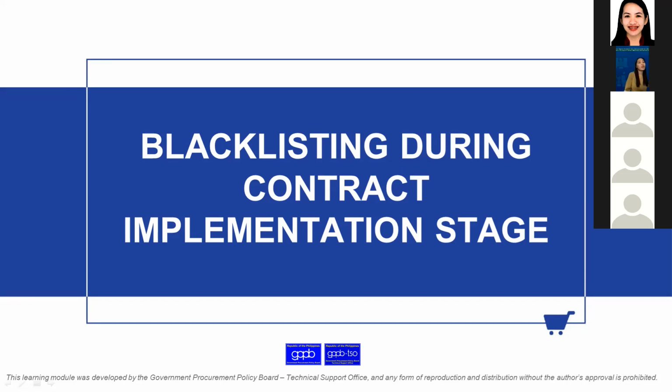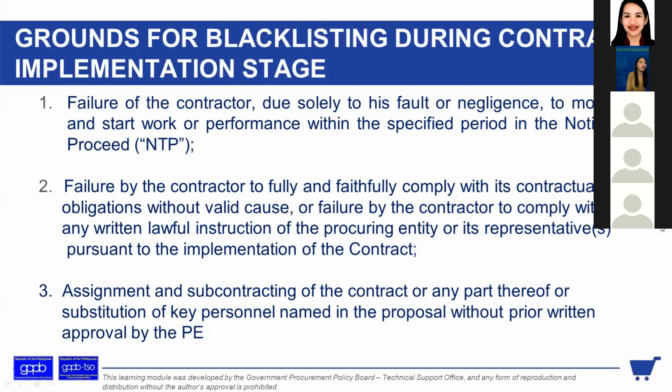So, among those grounds for blacklisting during contract implementation stage, meaning tapos na, may NTP na, pwedeng nagsimula na or wala pa, or may award na. So failure of the contractor due solely to his fault or negligence to mobilize and start work or performance within the specified period in the notice to proceed. So yan.